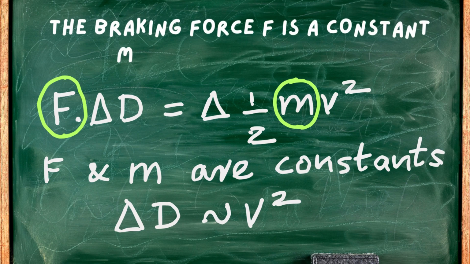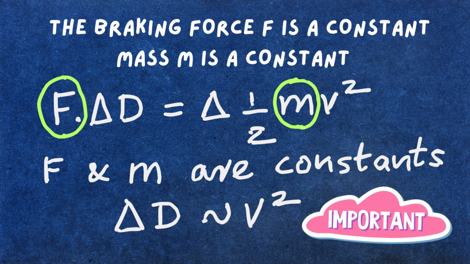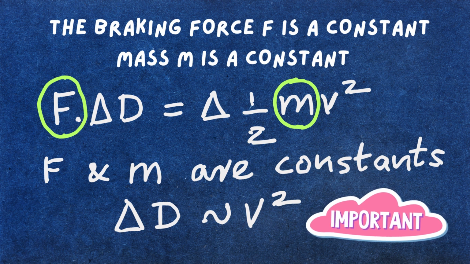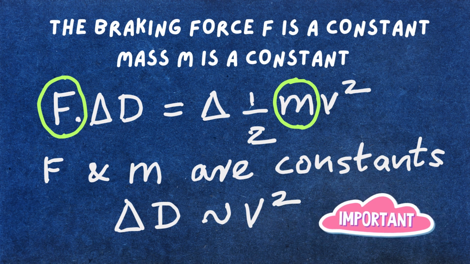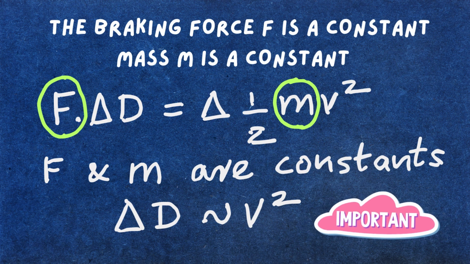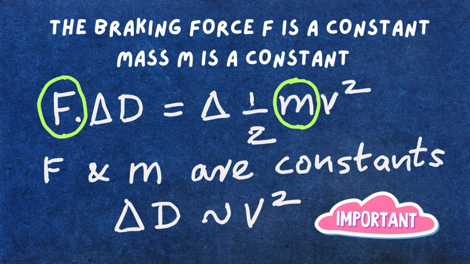The mass of a given car, m, is also a fixed amount. To reiterate what I just said, the braking force and mass are fixed values for a given car. So braking distance is directly proportional to the square of the velocity. Delta D is directly proportional to V square.